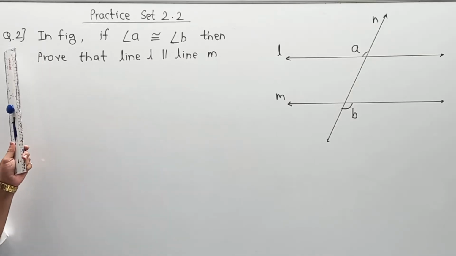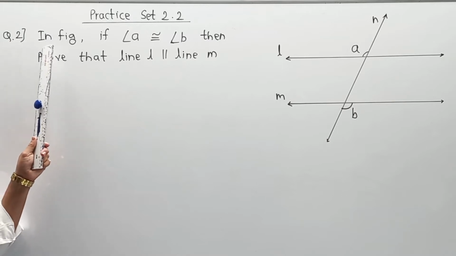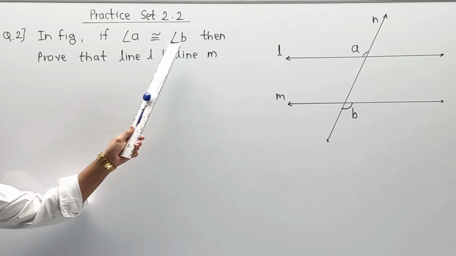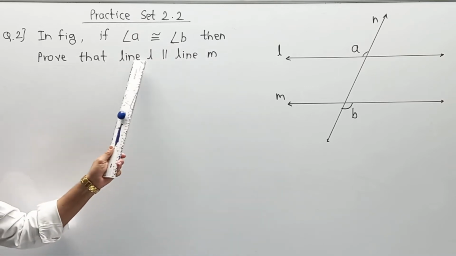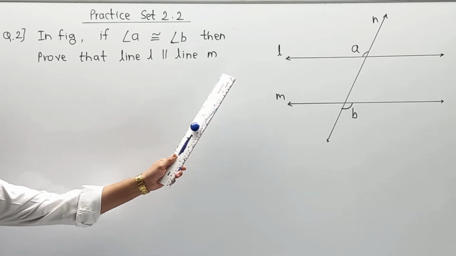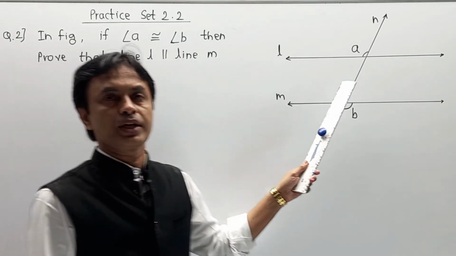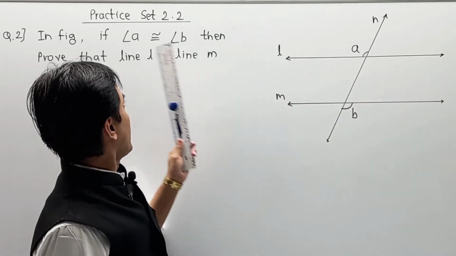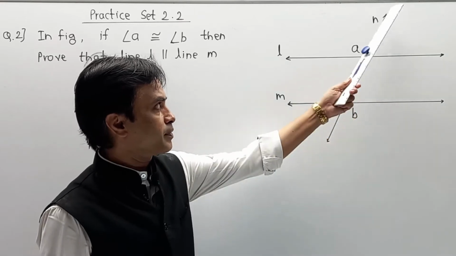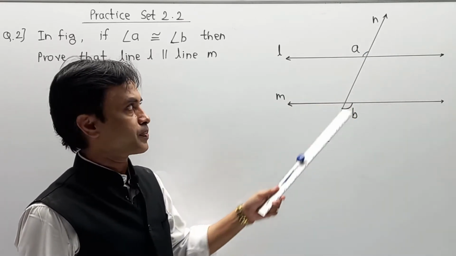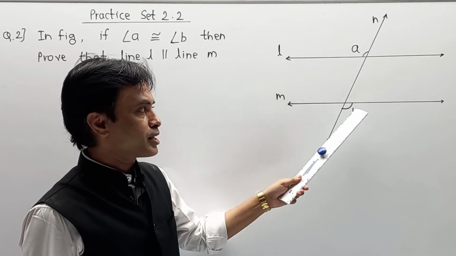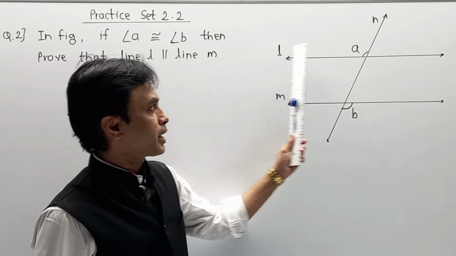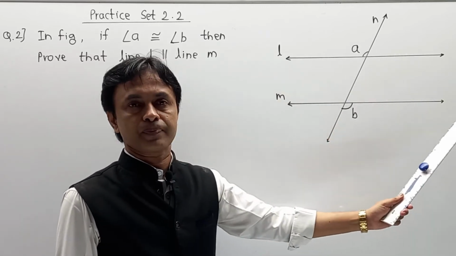Now coming to the second numerical, numerical number 2. In the figure, if angle A is congruent to angle B, then prove that line L is parallel to line M. Now we are going to understand the same from the diagram. They have given line L and line M, and line N is a transversal. Angle A is congruent to angle B, then prove that line L is parallel to line M.